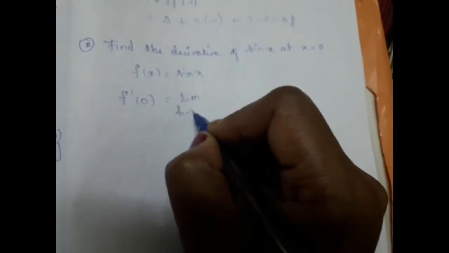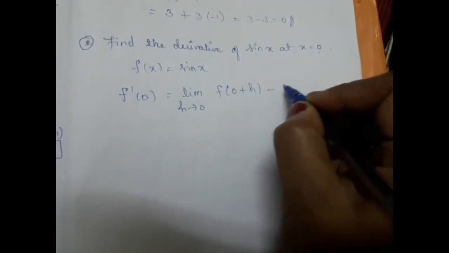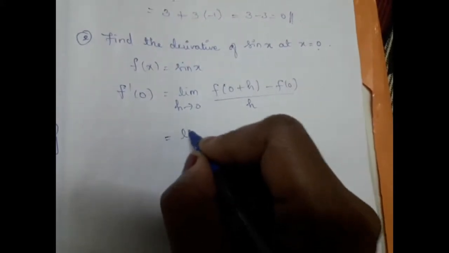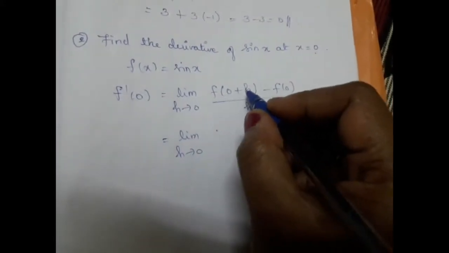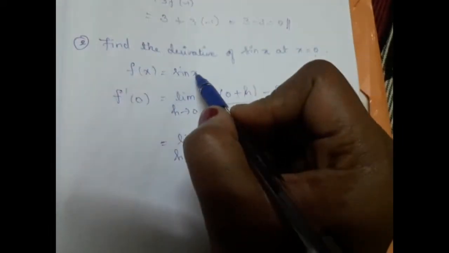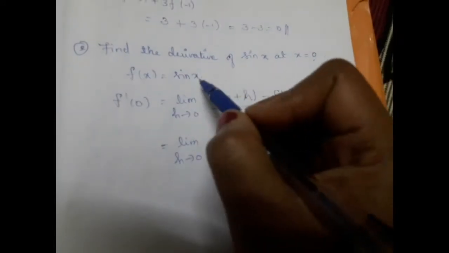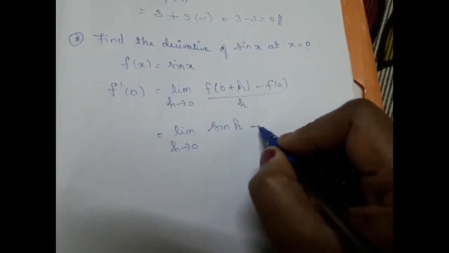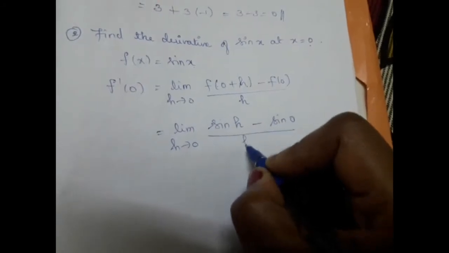So what is the formula? Limit h tends to 0, f of a plus h, so 0 plus h, minus f of 0, divided by h, which is equal to limit h tends to 0, f of 0 plus h. f of x is sin x. 0 plus h is nothing but h. So in the place of x we have to put h, right? So this is going to be sin h minus f of 0, means sin 0, divided by h.